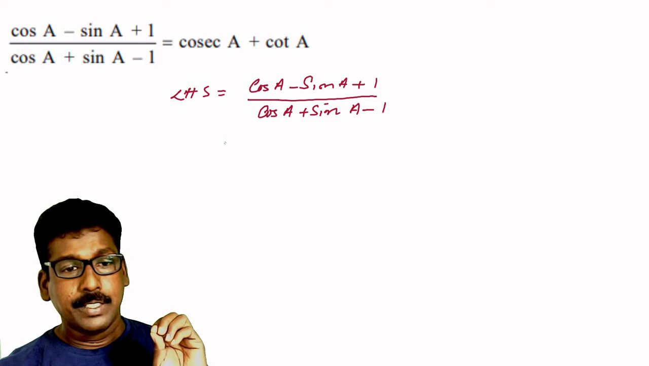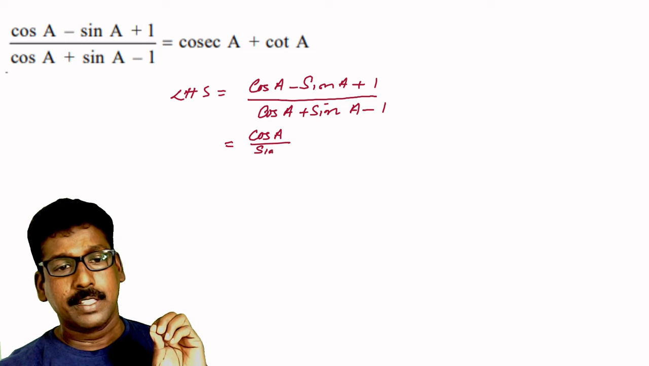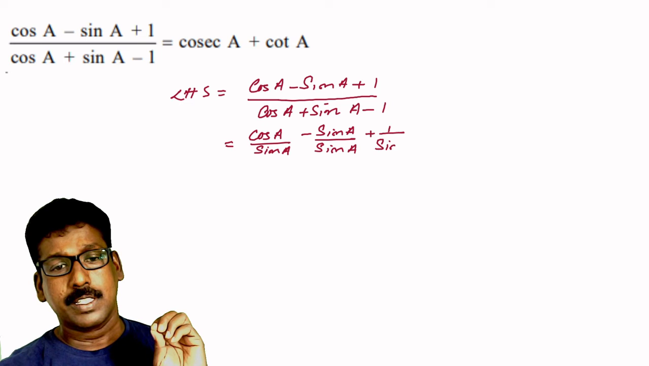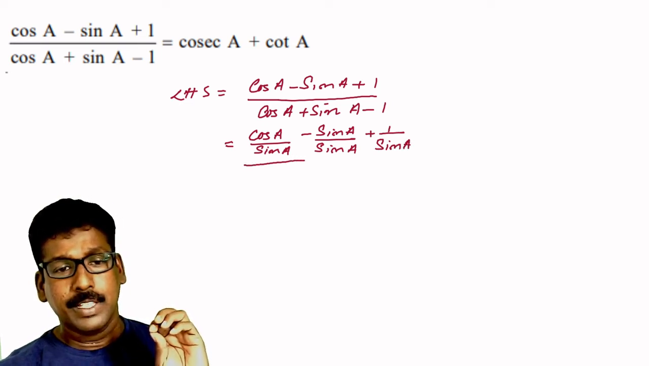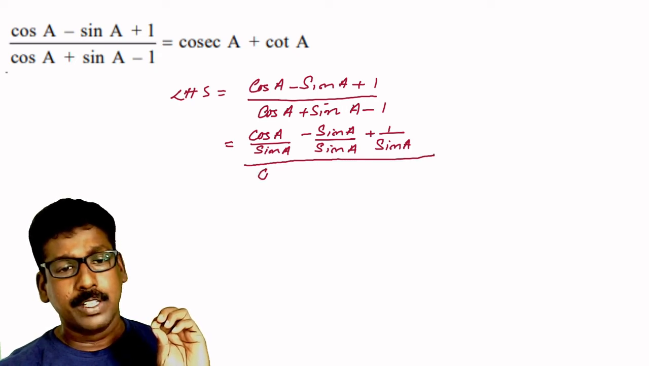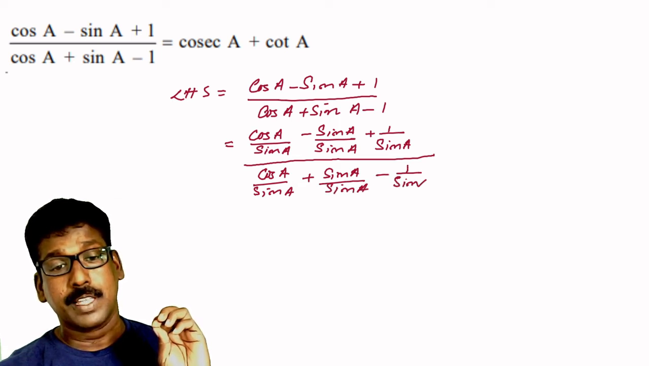That means you can write this as cos A by sin A minus sin A by sin A plus 1 by sin A. That means all the terms of the numerator you divided by sin A. The same way the denominator also you divide. So you will get cos A by sin A plus sin A by sin A minus 1 by sin A.